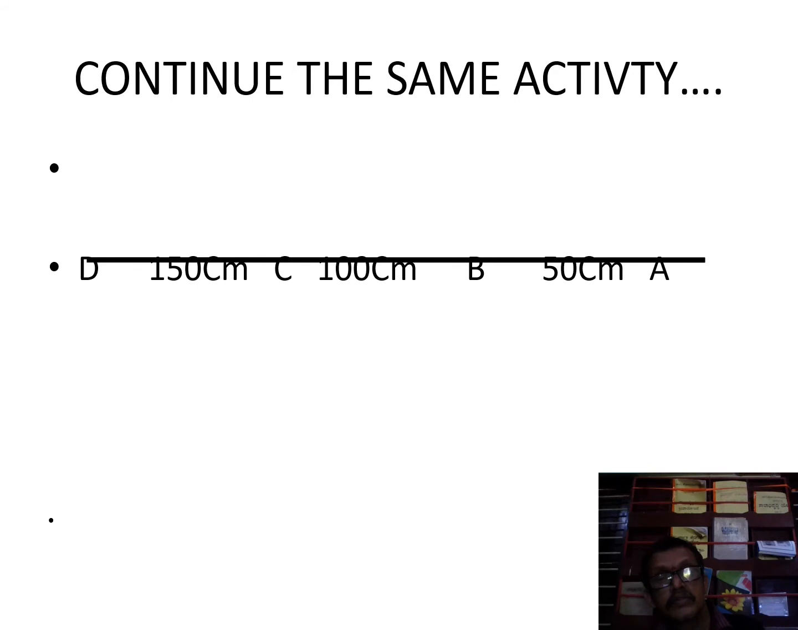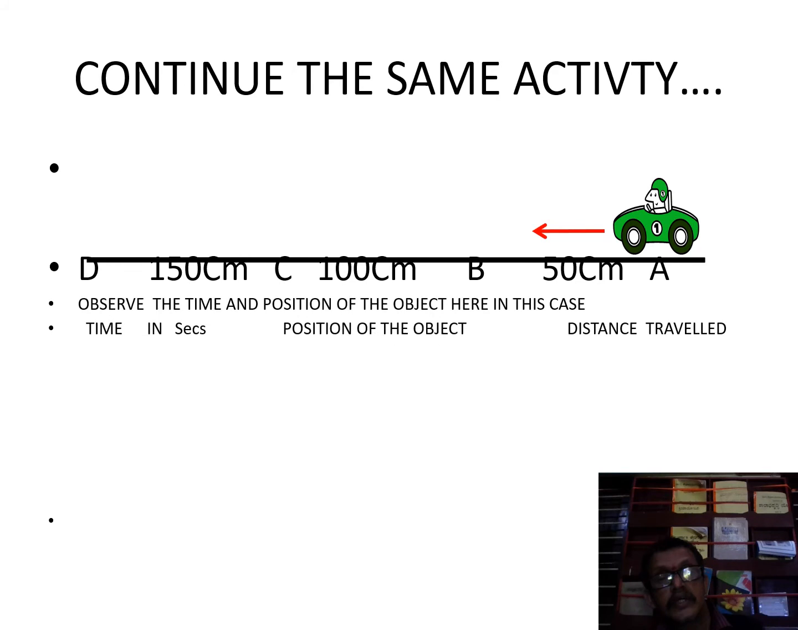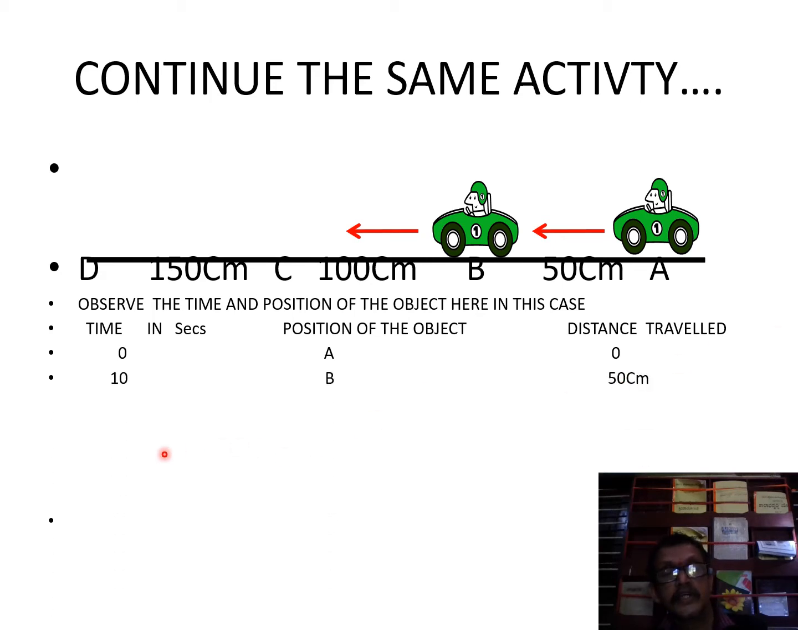Here observe, a car is there at A. That means at 0 seconds the position of the object is A, and distance travelled is 0. After 10 seconds, the position of the object is at B. That is, it moves 50 centimeters. Okay, 50 centimeters, we can consider it in meters.